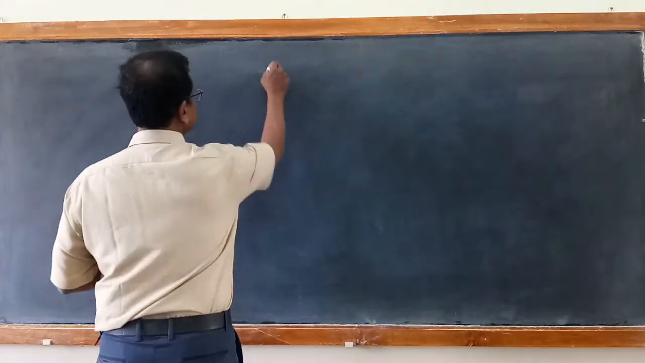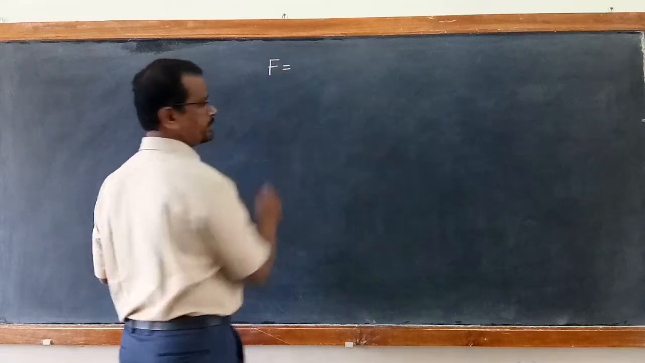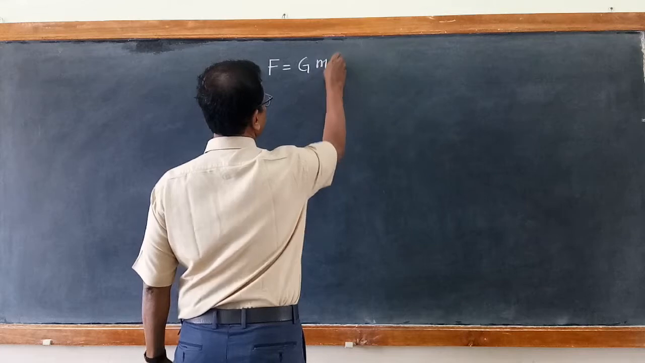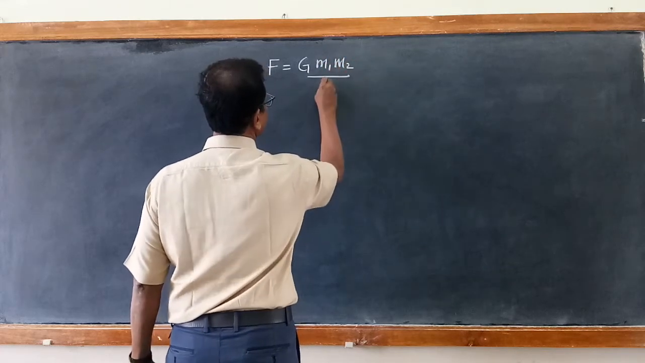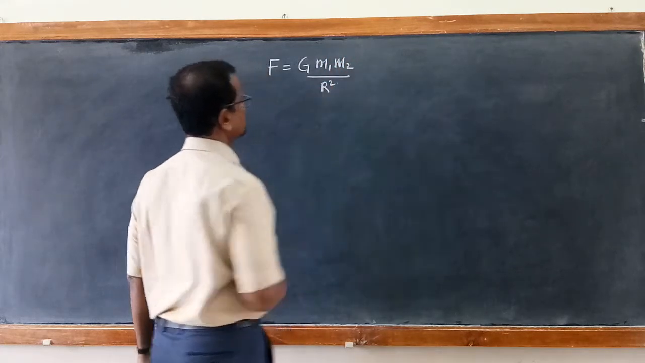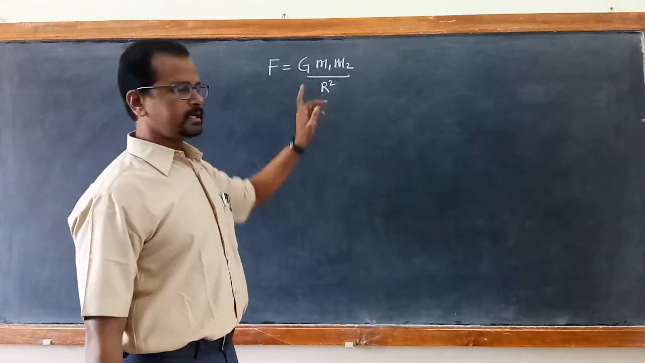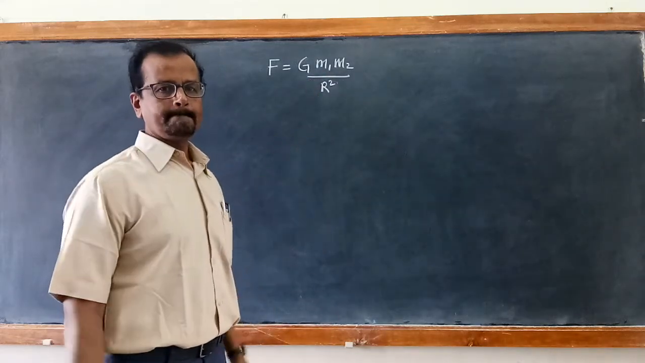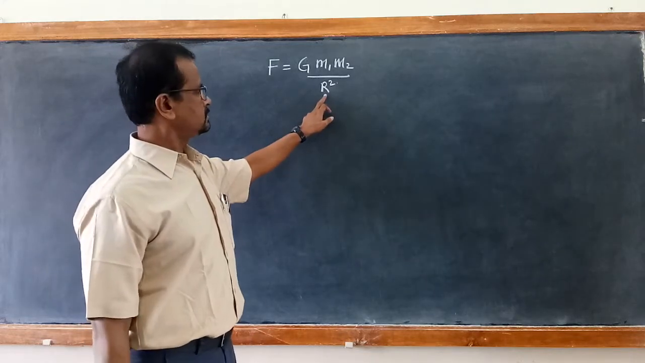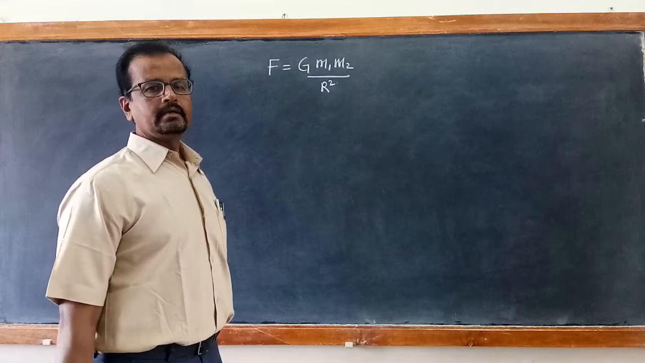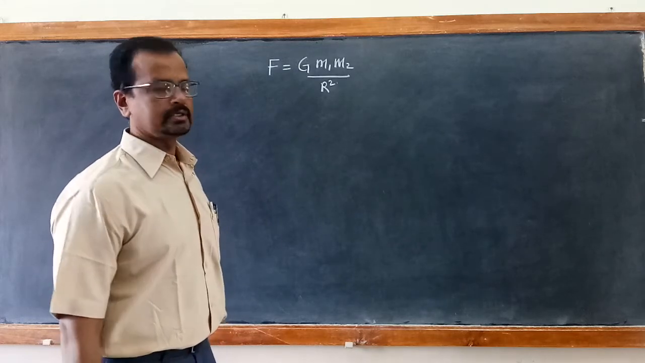We have the force of gravitation F equal to G m1 m2 by r square, where m1 and m2 are masses and r is the distance of separation between the masses. You are asked to find out the dimensions of gravitational constant.